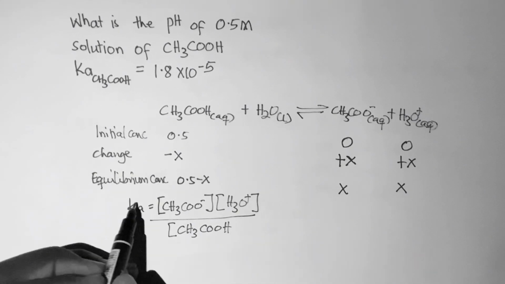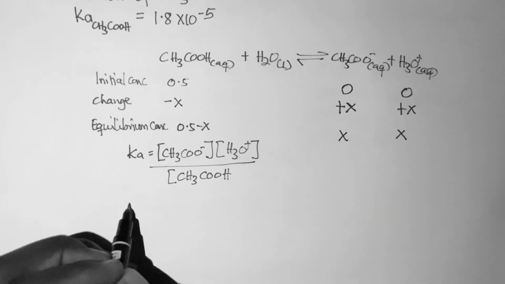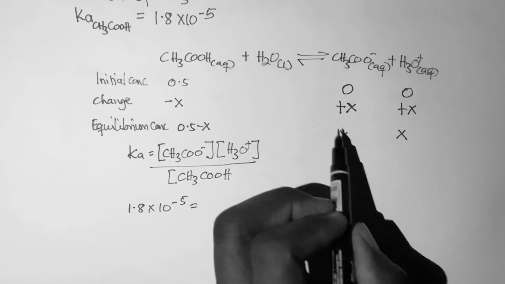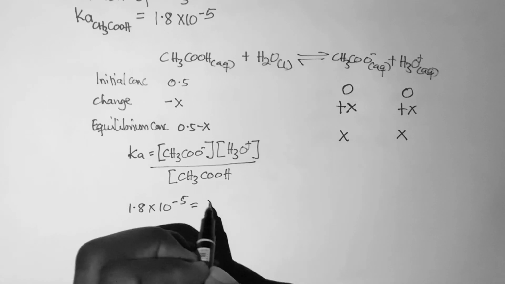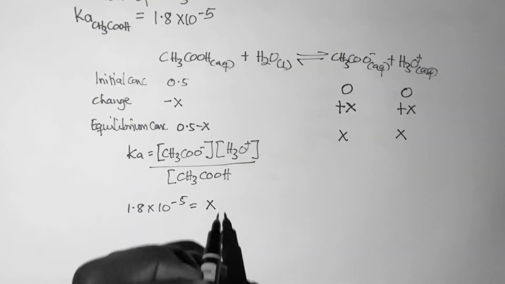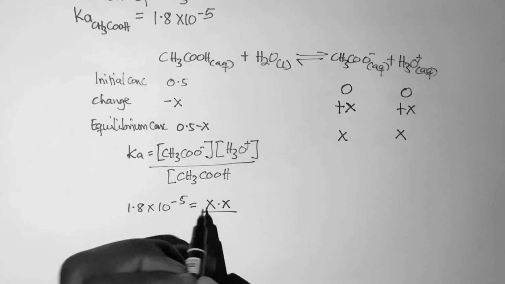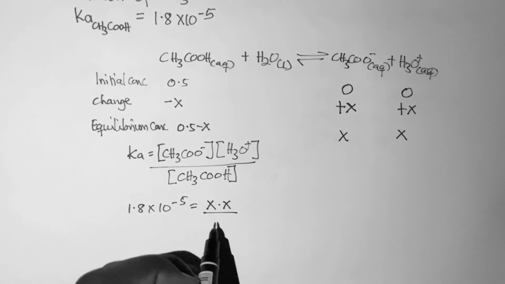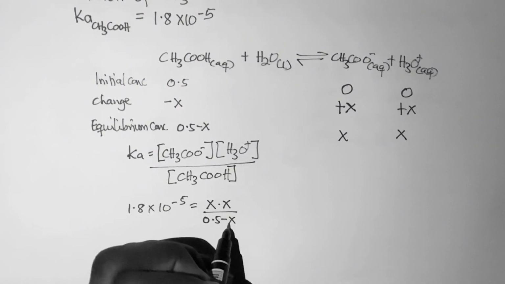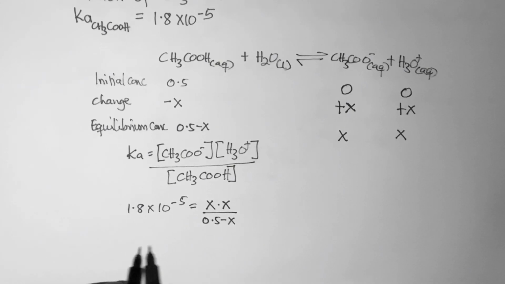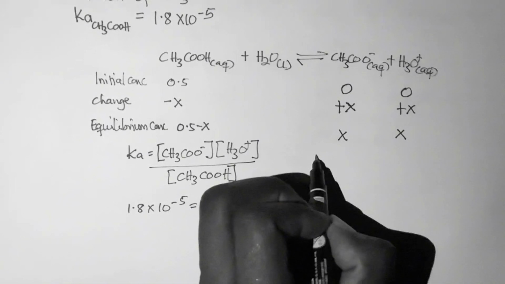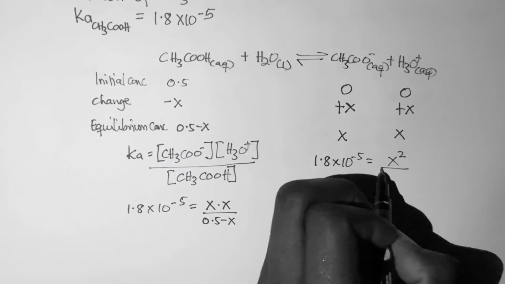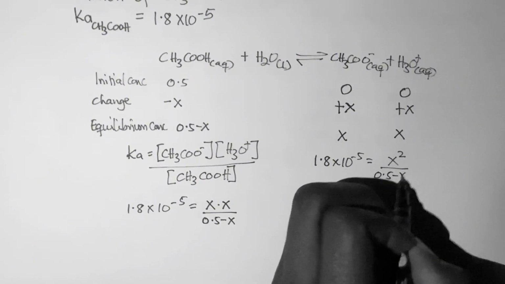So now we're given Ka to be 1.8 times 10 exponent minus 5, and this is equal to the concentration of the ethanoate anion, which is X, and the concentration of the hydronium ion, which is X, so times X divided by the concentration of the ethanoic acid, which is 0.5 minus X. So let me continue from here. 1.8 times 10 exponent minus 5 is equal to X squared divided by 0.5 minus X.